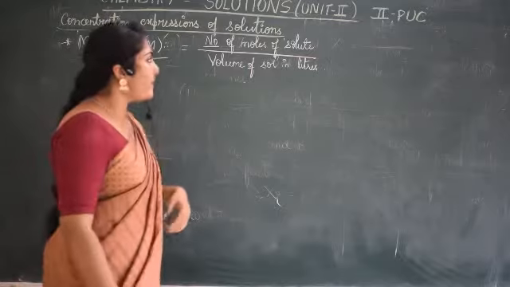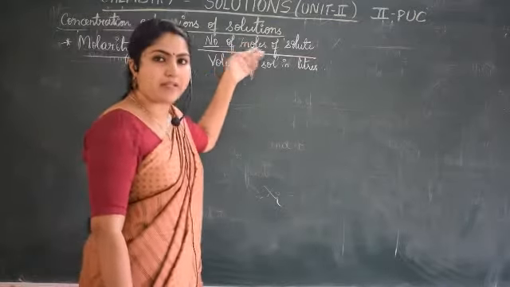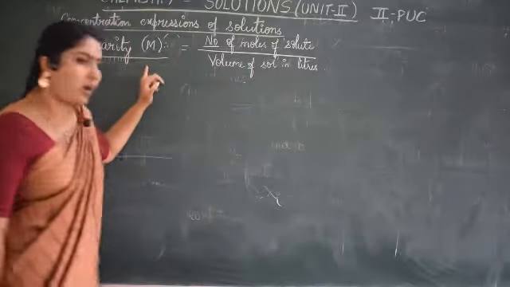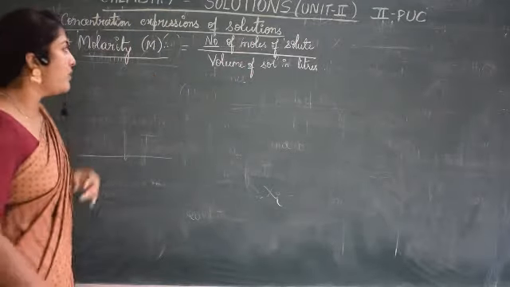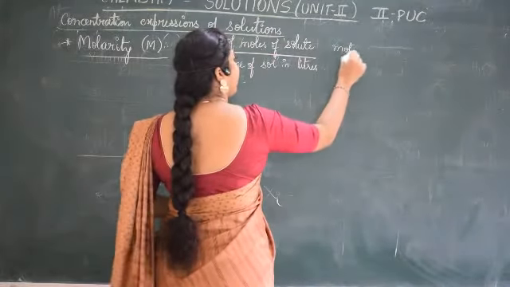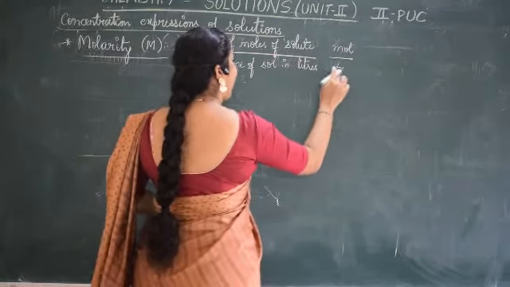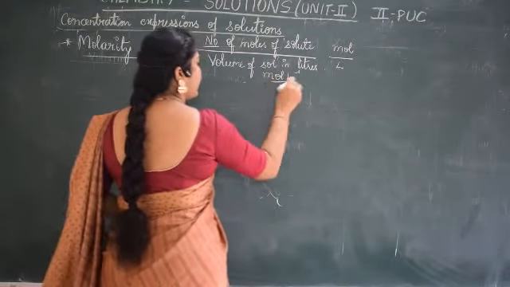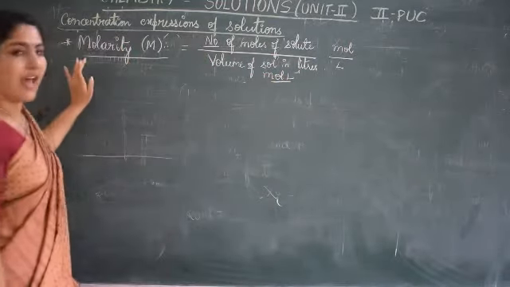Now, for example, if 1 mole of solute is present in 1 liter of solution, that gives a 1 molar solution. The unit, since it is number of moles over liters, is mole per liter. So we write mole per liter as the unit for molarity.